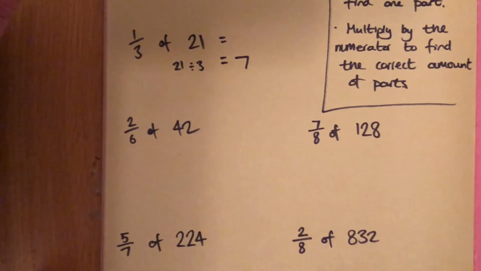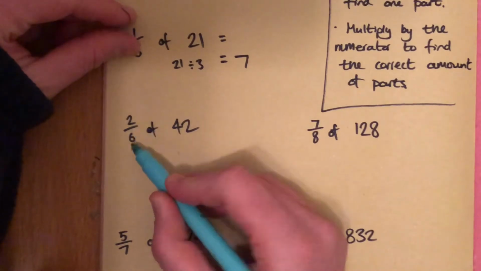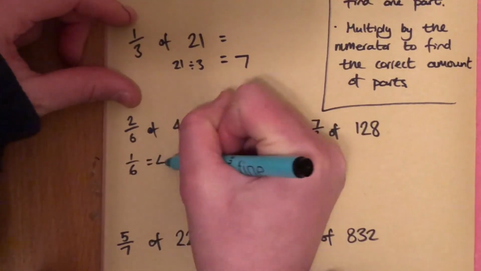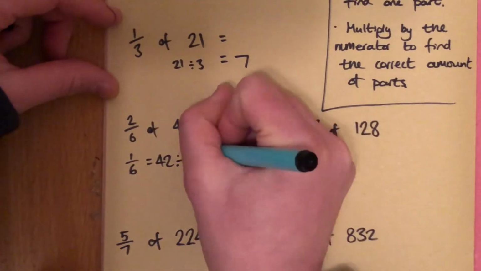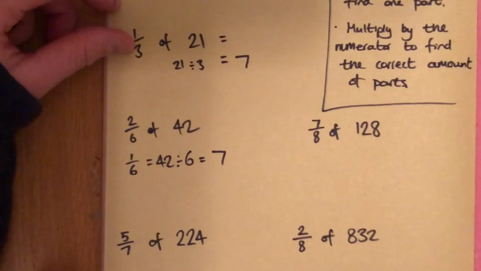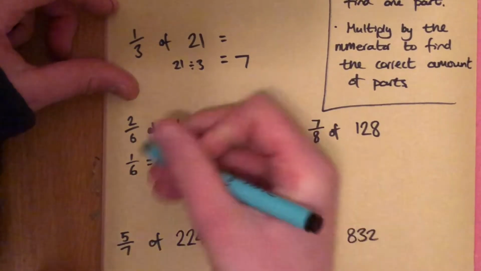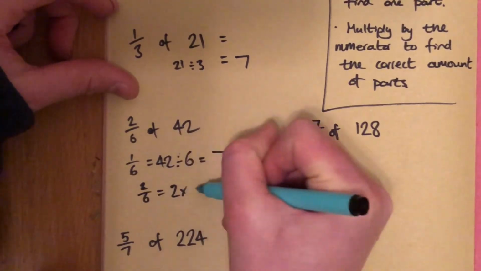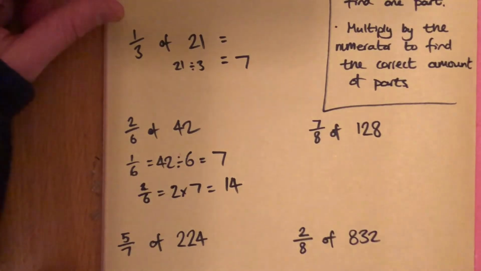So 2/6 of 42. So for this, I can't find 2/6 until I know what 1/6 is. So to find 1/6, I'm going to do that 42 and I'm going to split it into 6 groups, divide it by the 6, which is equal to 7. So if 1/6 is 7, then 2/6 means that it's 2 times 7, which is 14. Hopefully that makes sense.